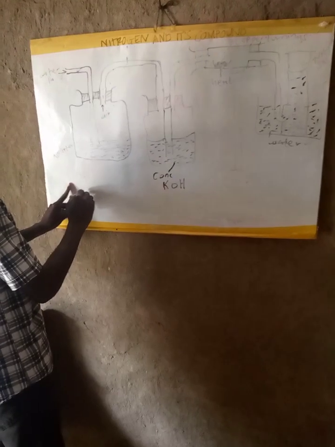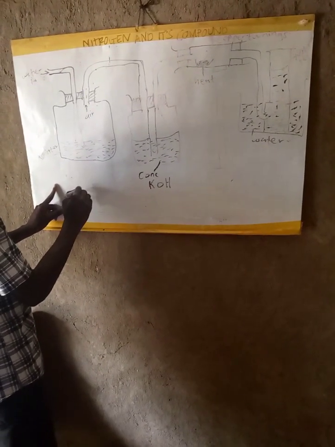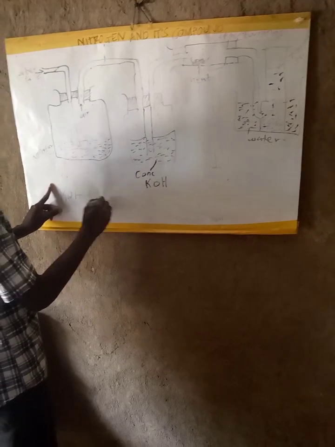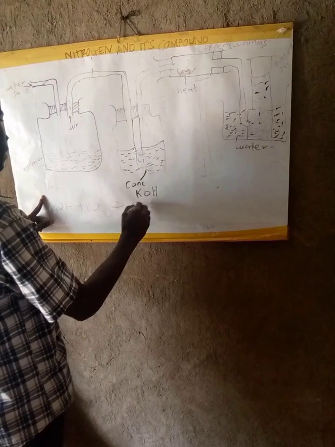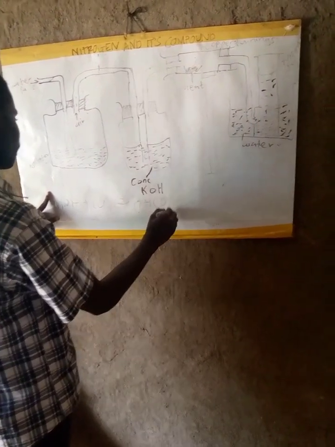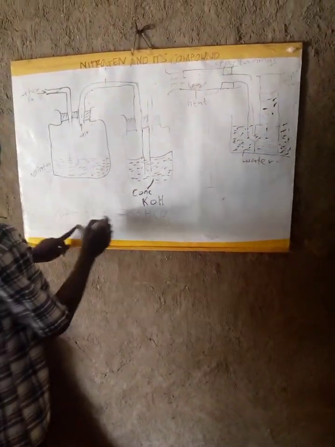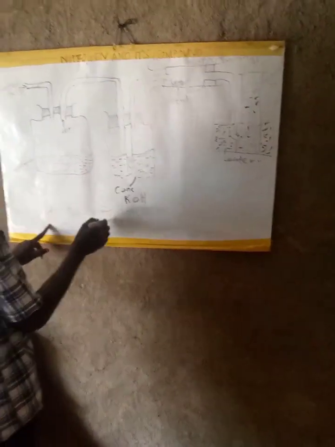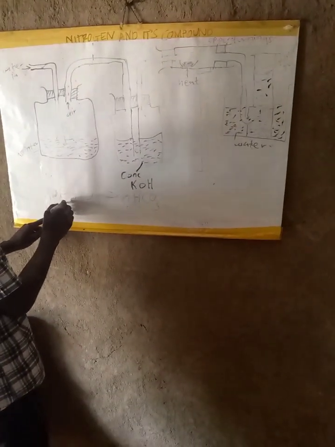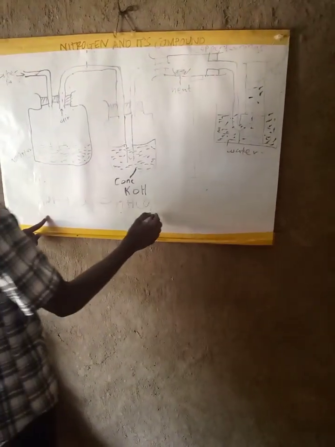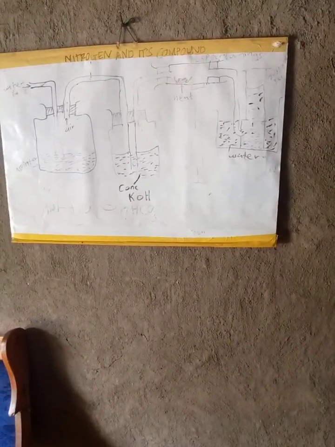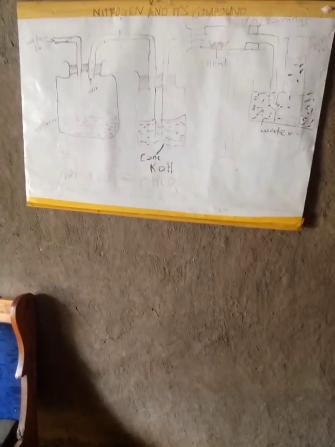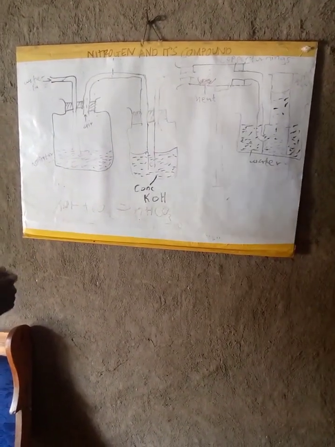Potassium hydroxide plus carbon dioxide gives potassium hydrogen carbonate. The state symbol of carbon dioxide is gaseous, and the others are aqueous. This equation is balanced. Another question you can be asked in this diagram is the function of the aspirator.